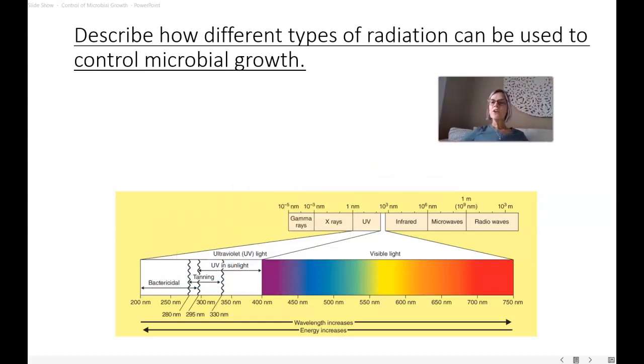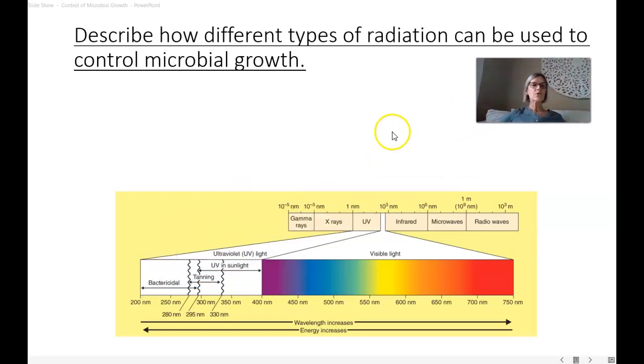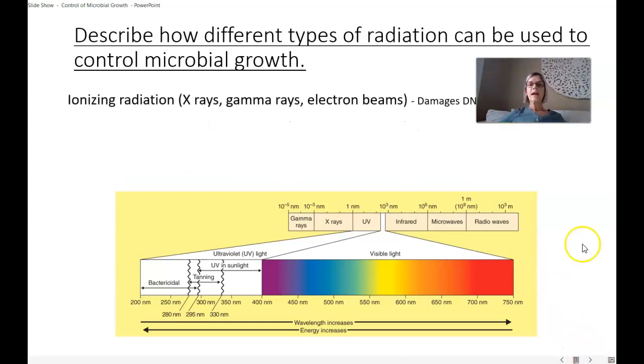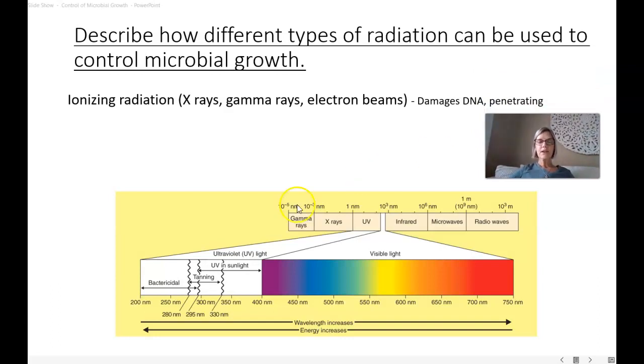The next topic I want to talk about, the next method of physical control, is using radiation. Radiation, like I said, is a physical way to control microbial growth. If you look at this scale of radiation, we have all different wavelengths going on, and between 400 and 750 nanometers, the wavelength of light is in the visible range. This is what we can see. You look at this scale right here, and that's where our visible light ranges are.